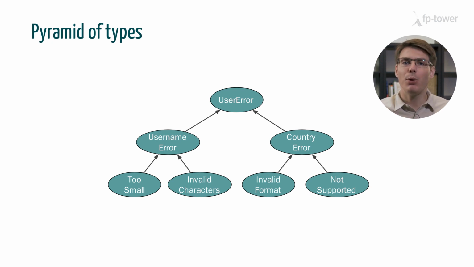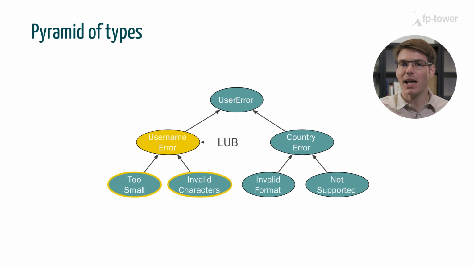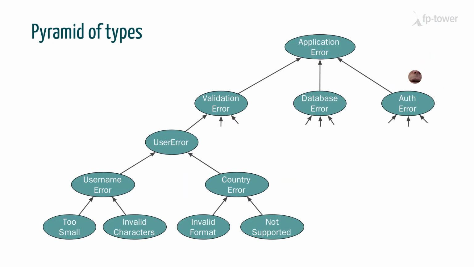In other words, we are creating a sort of pyramid of error types, and we let the type inference figure out the least upper bound for each function. For example, if a for comprehension produces a TooSmall and CountryError, then the least upper bound is UserError. But if a for comprehension produces a TooSmall and InvalidCharacters error, then the least upper bound is UsernameError. So this approach works, but it's quite cumbersome, because we are creating an enumeration per function and a complex type hierarchy.